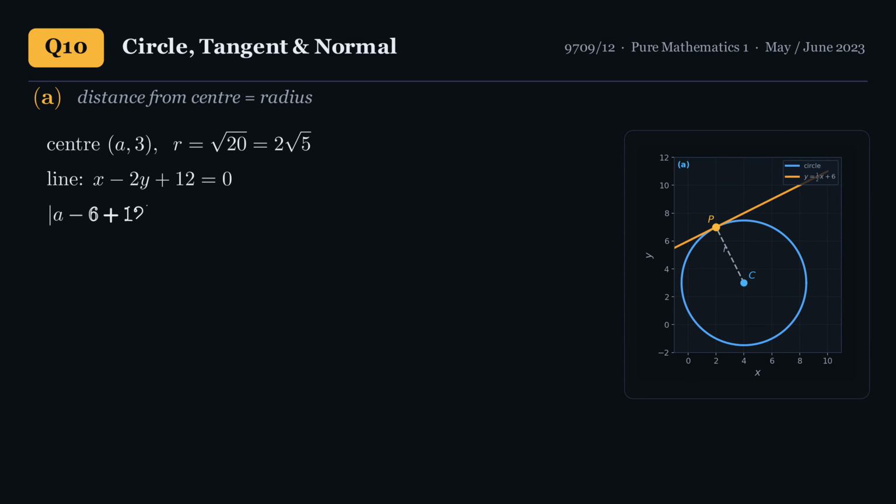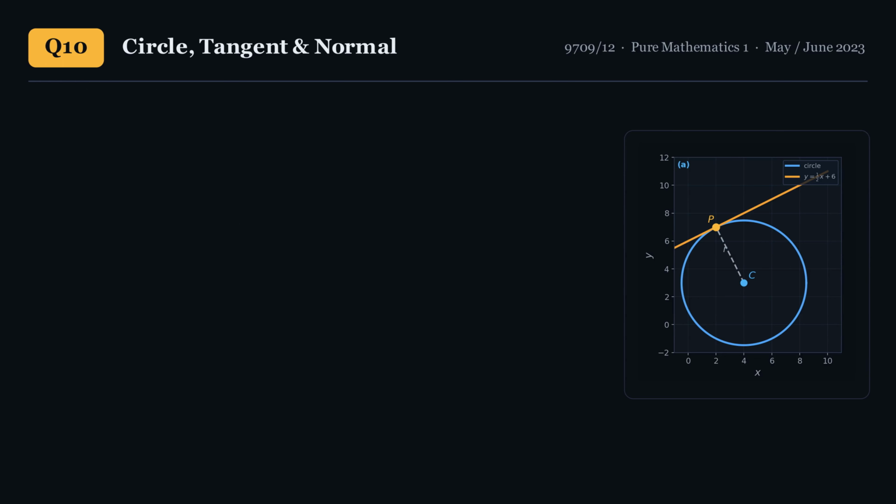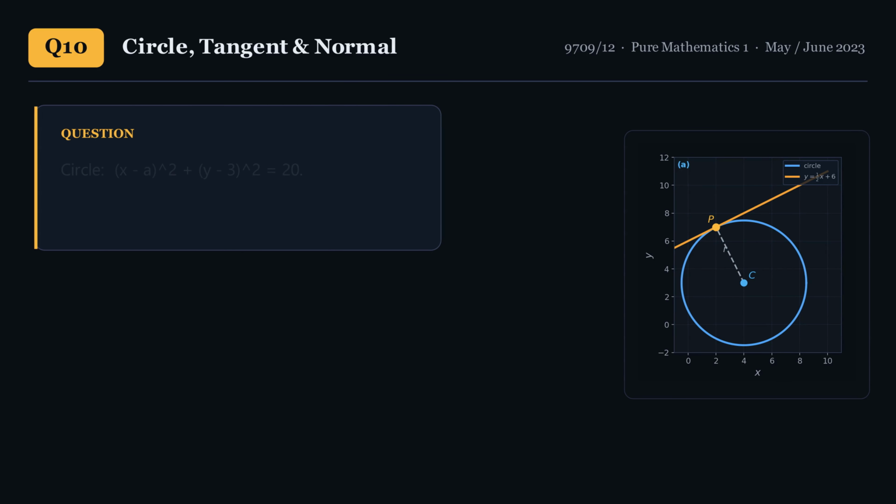Distance CP equals r. So absolute a plus 6 over root 5 equals 2 root 5. So a is 4 or minus 16. The circle with a equals 4. The line y equals 1/2 x plus 6 is a tangent.